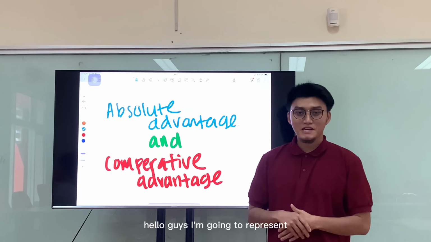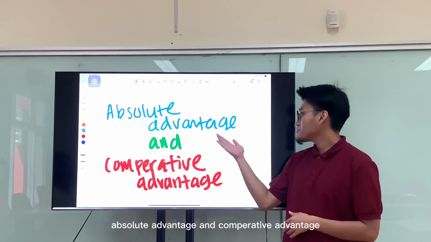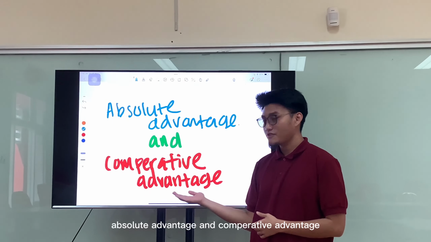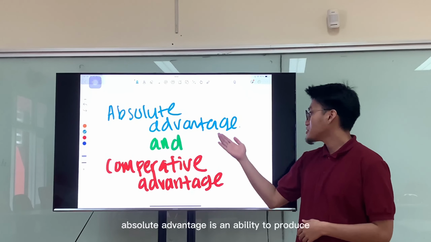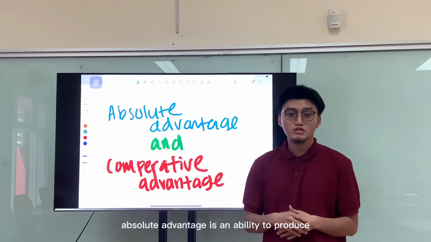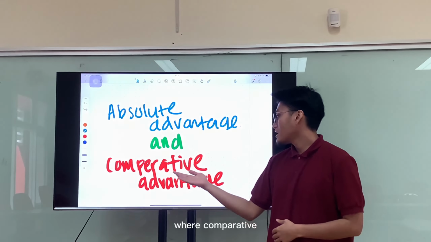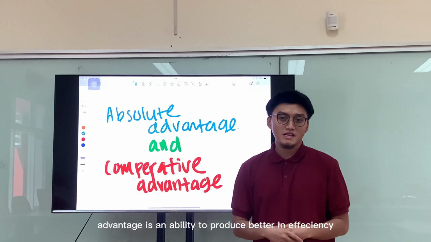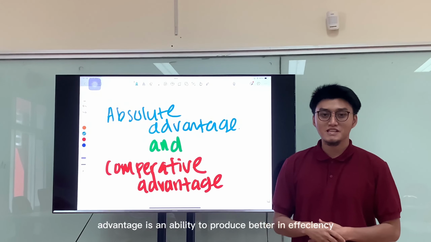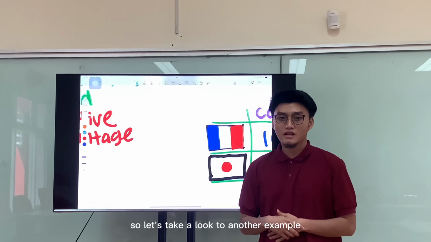I'm going to represent group 1 to present about absolute advantage and comparative advantage. So basically, absolute advantage is an ability to produce more in quantity, where comparative advantage is an ability to produce better in efficiency. So let's take a look at another example.